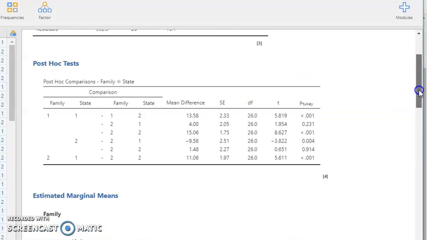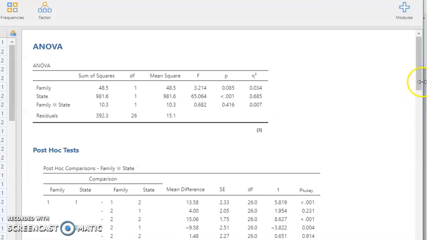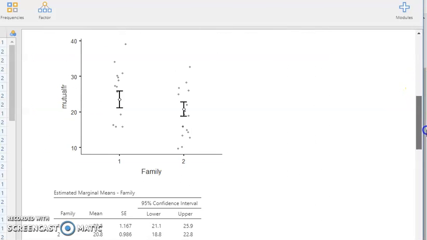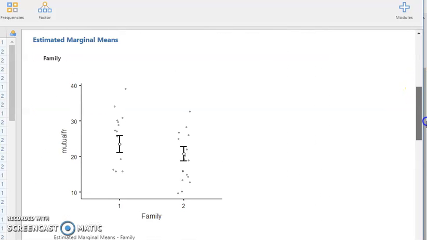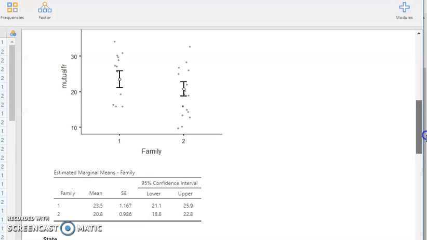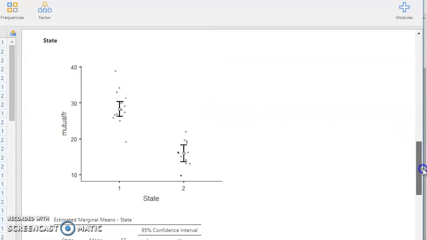If you did have an interaction along with main effects, your interaction is always what's going to trump it. This post hoc is irrelevant because we did not have a significant interaction. This is that estimated marginal means plot that goes ahead and gives you your two groups for family. You can see they're overlapping, so they're not significant. You can see your two for state.